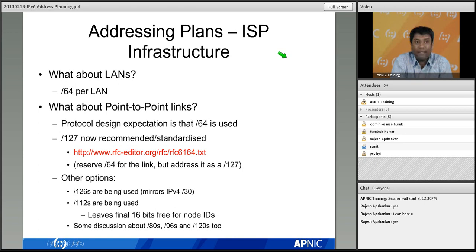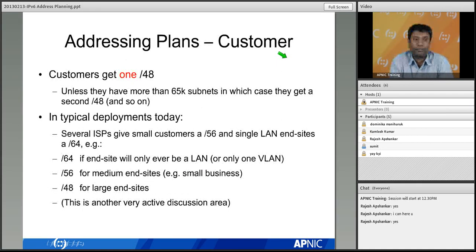But that is still under hot discussion. People are going for different options. In the future it might change, but this is what the RFC says as of now. Make sense?